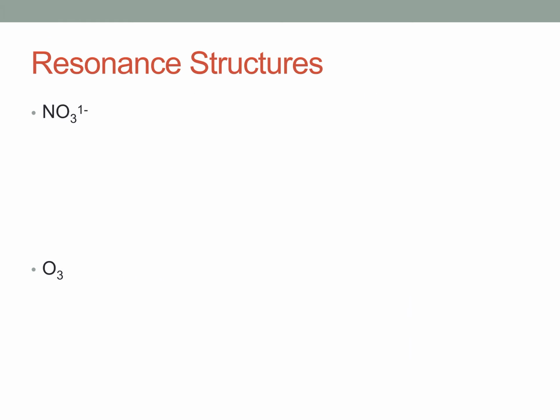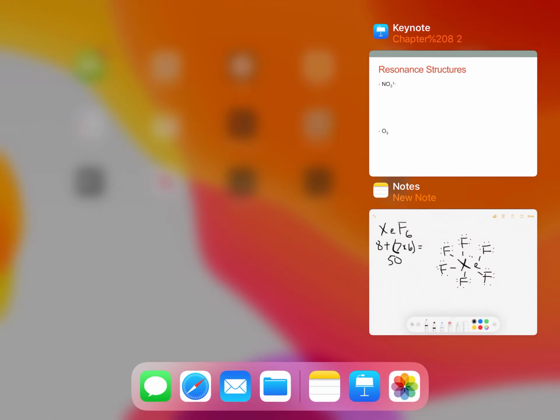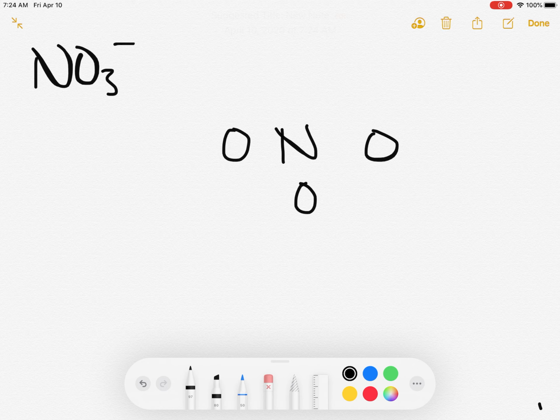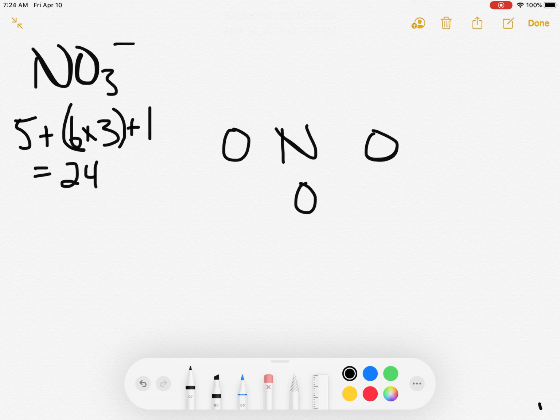So let me give you some more examples here. I'm going to draw these 2. Okay, so NO3 negative. Okay, so nitrogen's in the middle, and then the oxygens around it. Nitrogen has 5 valence, oxygen has 6, and we have a negative, so we're going to add 1. So we get a total of 24 valence electrons. So we go in and we put our single bonds, put our lone pairs around the oxygens. Okay, and that is all 24 valence electrons, but our nitrogen only has 6.